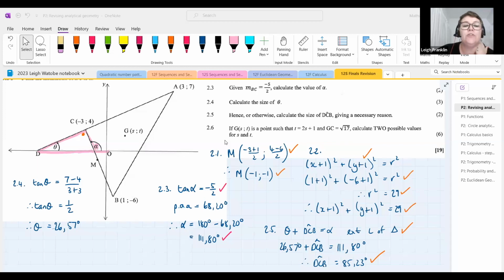Let's go on to question 2.6. Thanks, Mosey, for helping. I didn't understand what Tsegofatso was saying. I'm sorry. Okay, so question 2.6. So now they say to us, if G with coordinates S and T is a point such that T is equal to 2S plus 1 and GC is equal to root 17, calculate 2 possible values for S and T. How do you effectively practice? Okay, all right. So that's what you were asking.